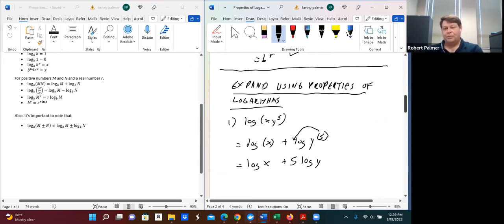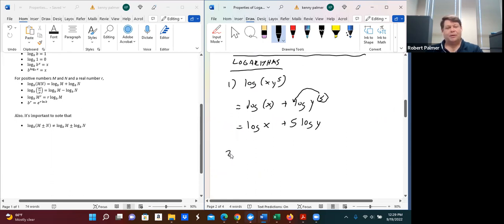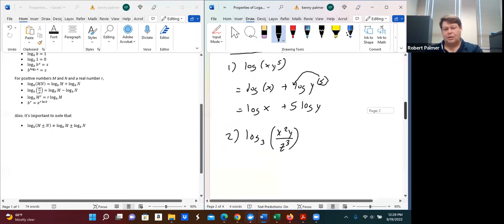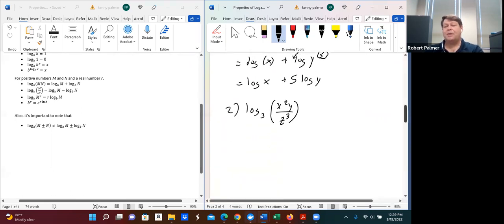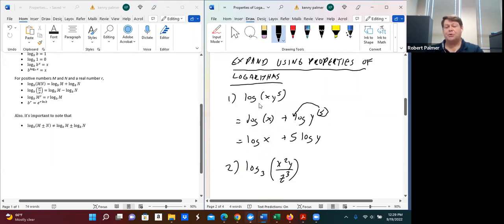Okay, that's number one. Number two, let's do a similar thing. This time, let's say we have log base 3 of this expression. It's a fraction, x squared times y over z cubed. Once again, I want to expand this out, until you can't do anymore. Also, I should have mentioned this: look at each one of our expressions. There's nothing else I can do, I can't use these properties to simplify it anymore.